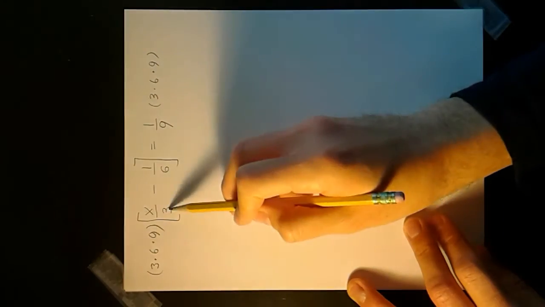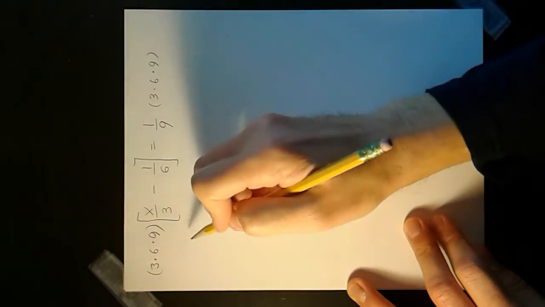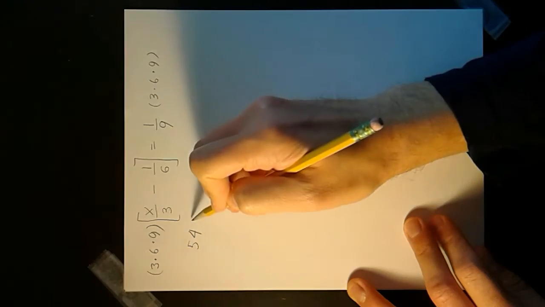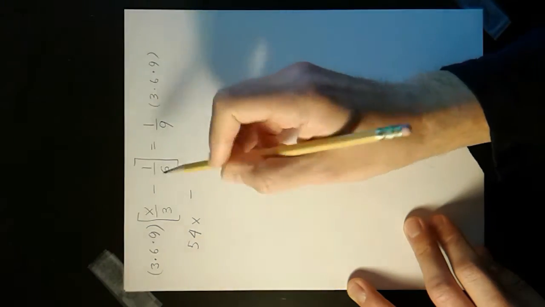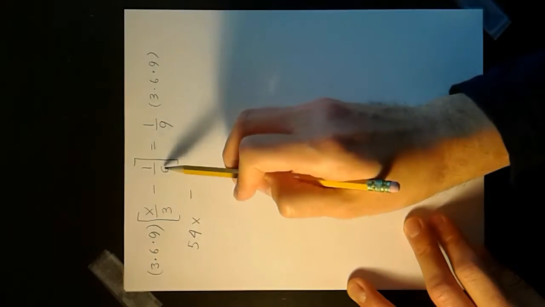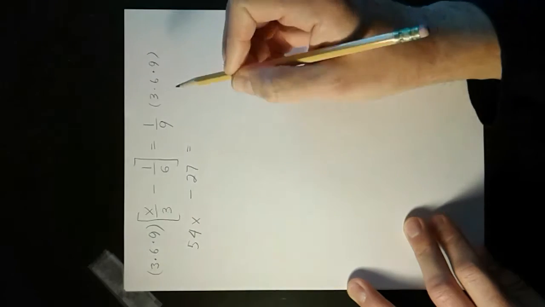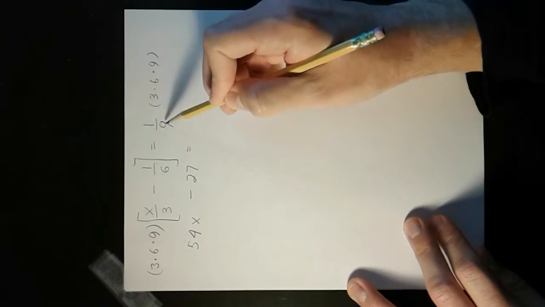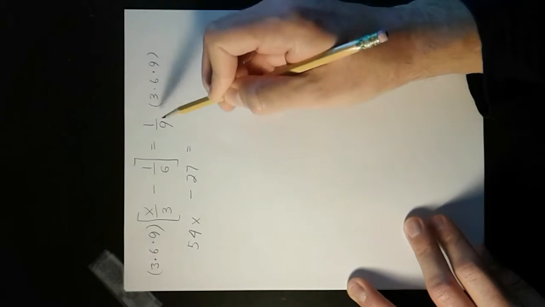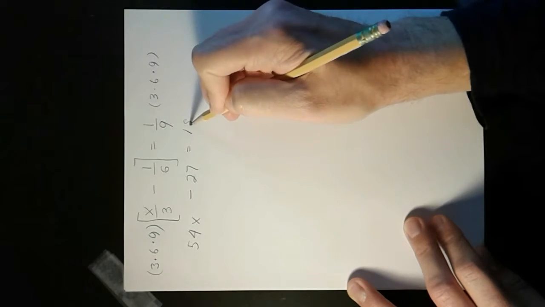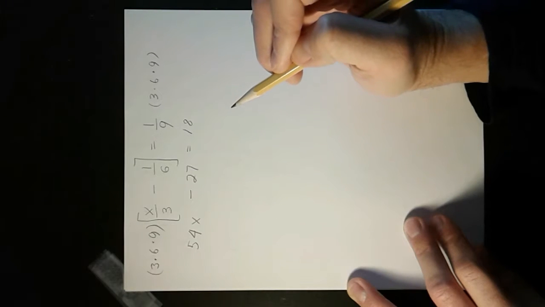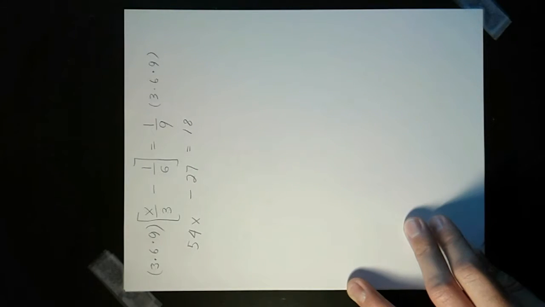So you notice these terms are going to cancel each other out, leaving us with 54x. Now again, these terms are going to cancel out, leaving us with 27. Again, these terms will cancel each other out, leaving us with 18. And from here, it's just a matter of algebra that I'm confident you'll be able to handle. This leaves us with a value of 5/6 equals x.